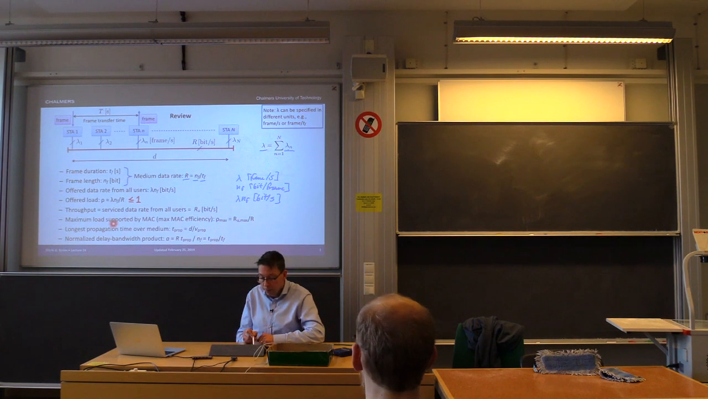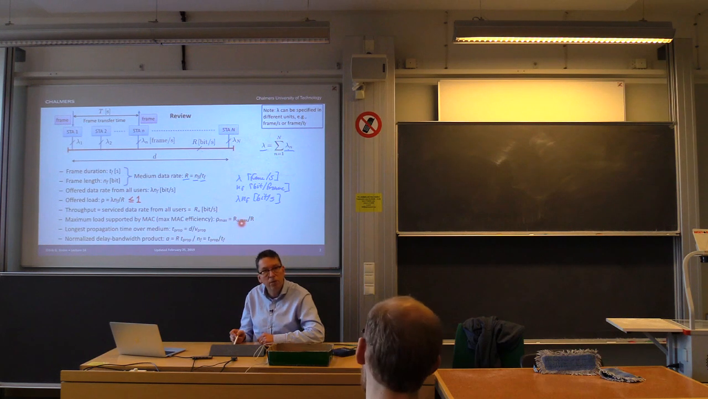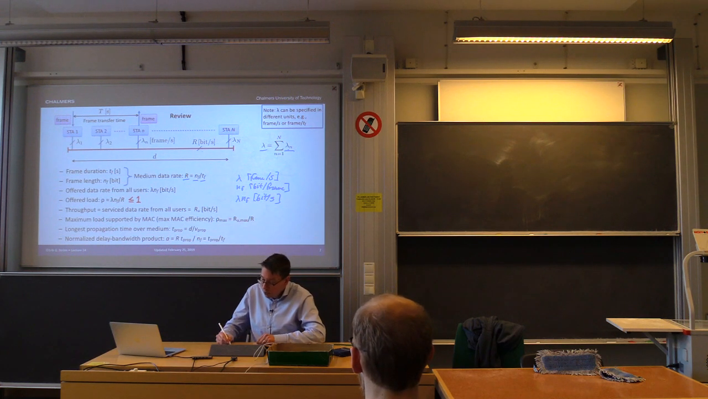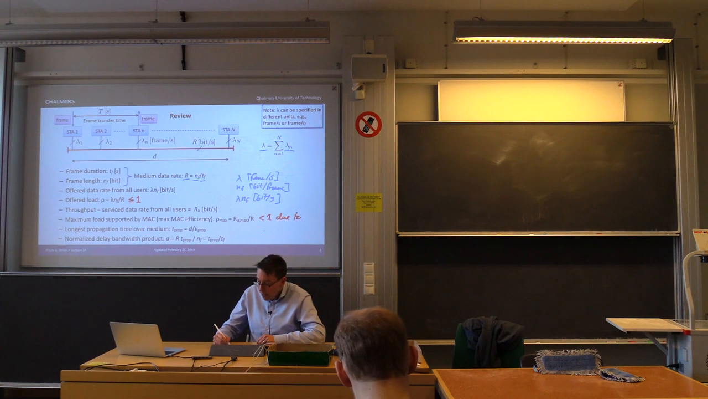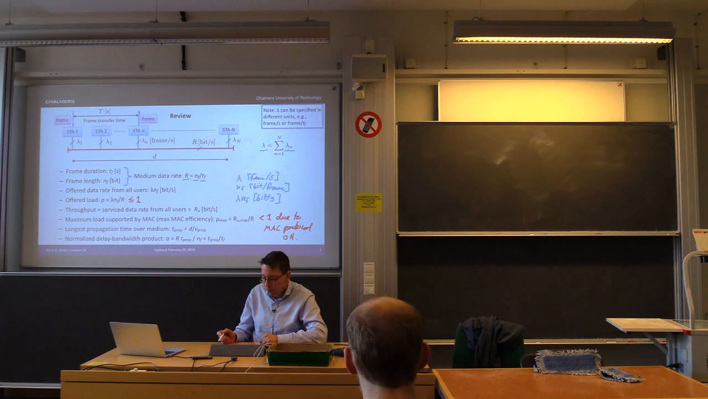Then there is a maximum load which is supported by the medium access control, sometimes also called maximum MAC efficiency. It's the ratio between the best data rate we can push over the medium divided by the data rate's capacity. And this for sure is a number which is less than 1 due to MAC protocol overhead. We have to wait for access, we have to coordinate, and so forth.